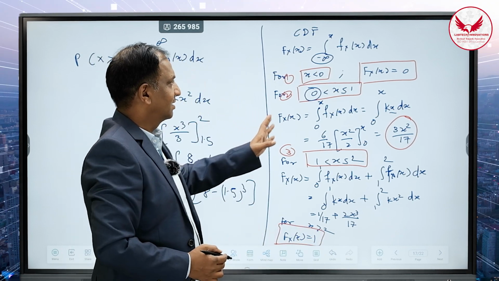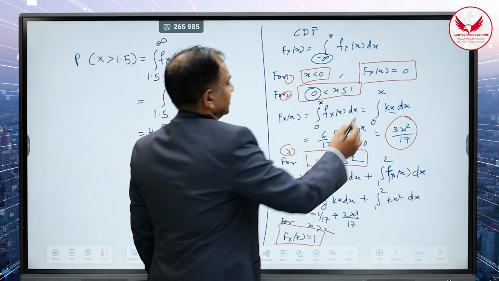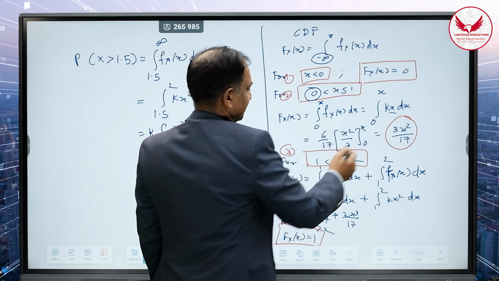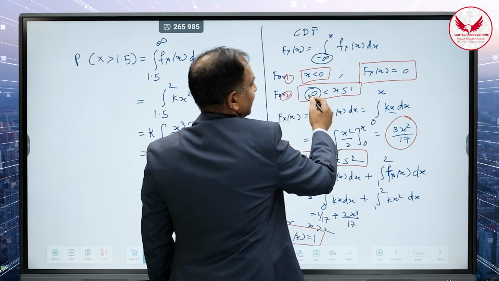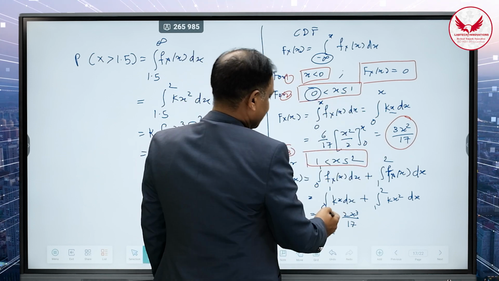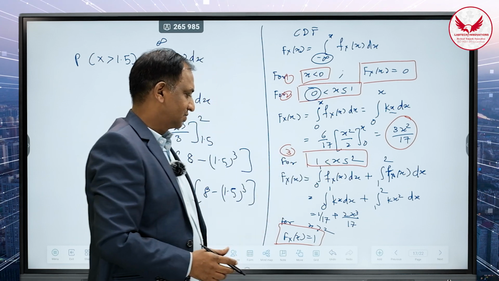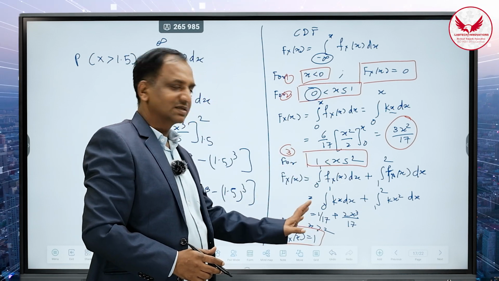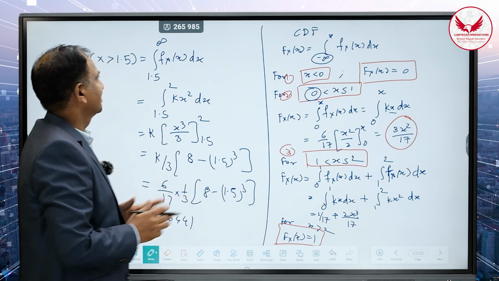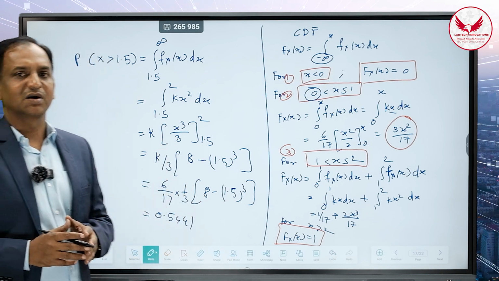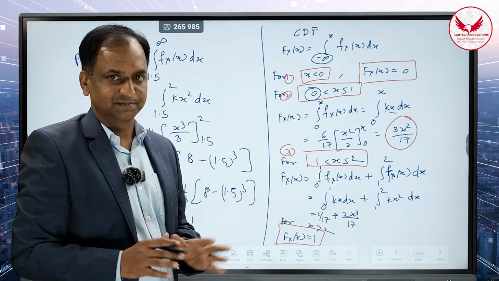Accordingly, we can consolidate. The CDF will be 0 for x less than 0. It will be 2x cube by 17 for the limit 0 to 1. It will be 1 by 17 plus 2x cube by 17 for the limit between 1 to 2, and this is equal to 1 for x greater than 2. Such types of problems will be asked in the examination on the probability density function.